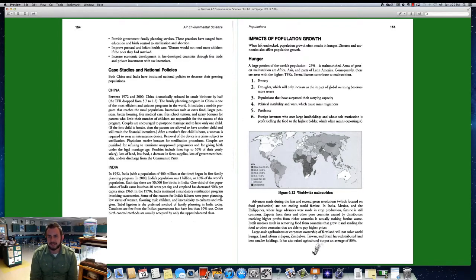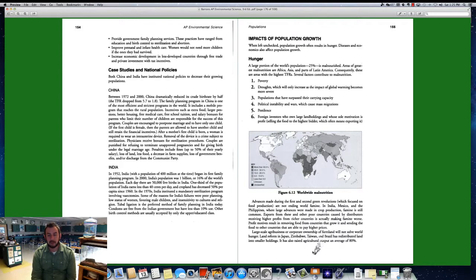All right. Advances made during the first and second green revolutions, which focused on food production, are not ending world famine. In India, Mexico, and the Philippines, where large advances were made in crop production, famine is still common. Exports from these and other poor countries are driven by distributors receiving higher profits from richer countries like the United States, actually making famine worse in those countries that are producing this food. Profit motives result in removal of food from the countries that grow it and sending it to other countries to get money, to pay higher prices. But unfortunately, that doesn't feed that country, and those people starve and are malnourished.